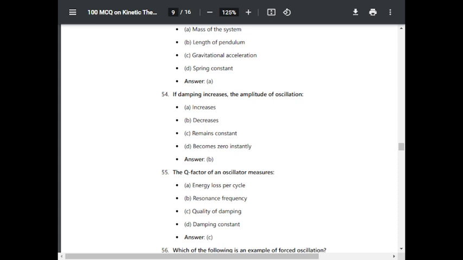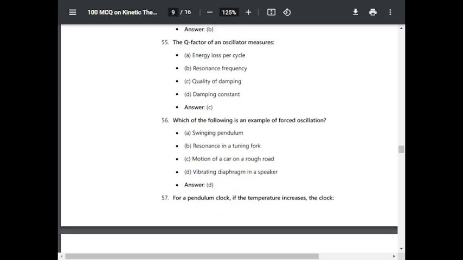Question number 55. The Q factor of an oscillator measures: option A, energy loss per cycle; option B, resonance frequency; option C, quality of damping; option D, damping constant. The correct answer is C, quality of damping. The Q factor of an oscillator measures quality of damping. Option C is correct.